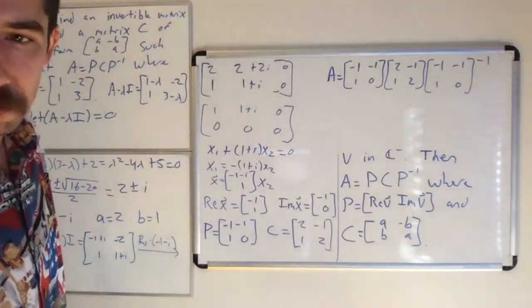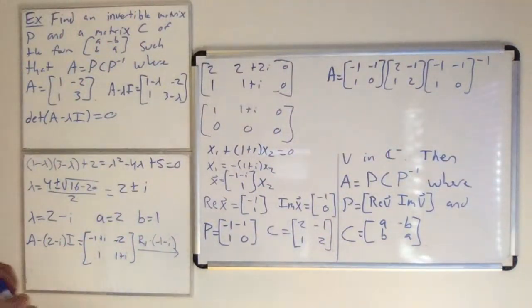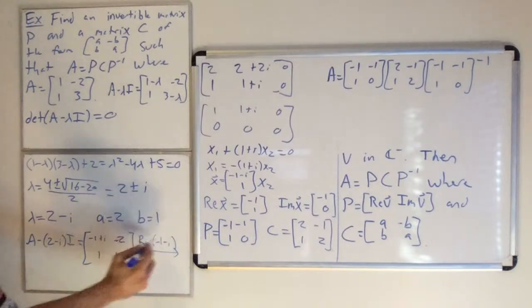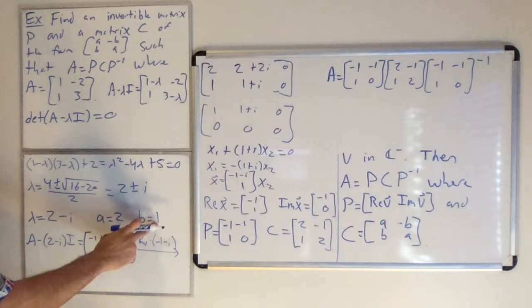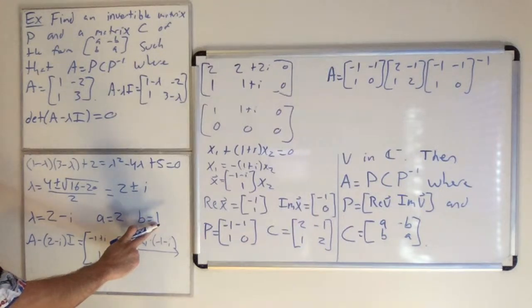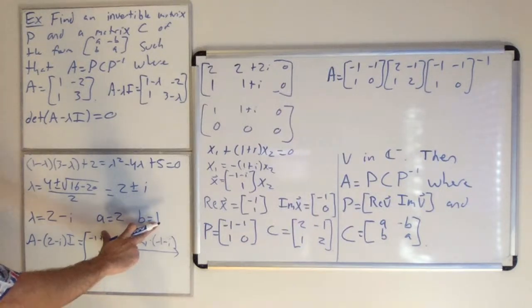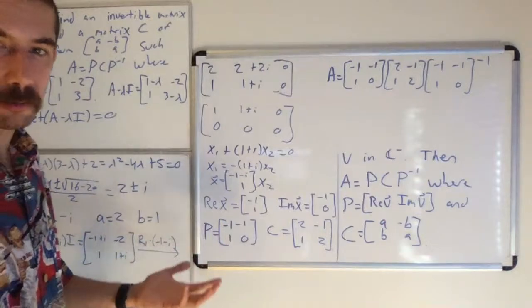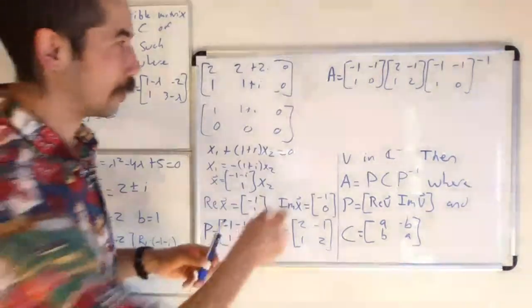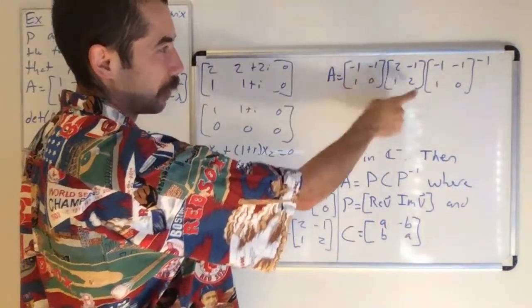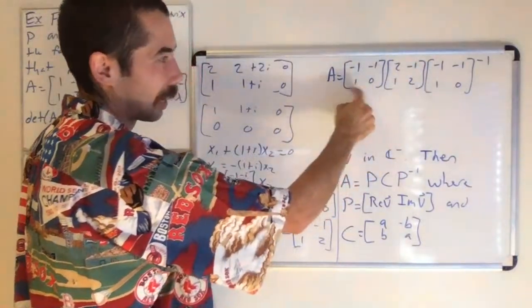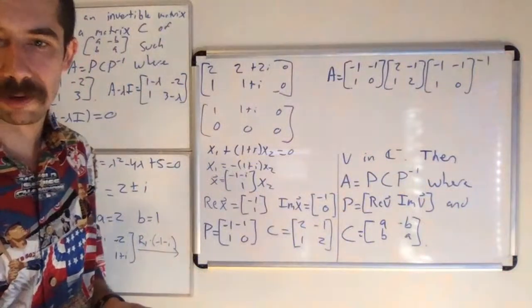Can we use lambda plus 2i? Yeah, if we used lambda plus 2i, we'd have to switch our value of b. So b would become -1, and we'd have to find a different eigenvector. But the result would also hold. Our b values would be different, and then the eigenvector would be a little bit different, but it would still work.